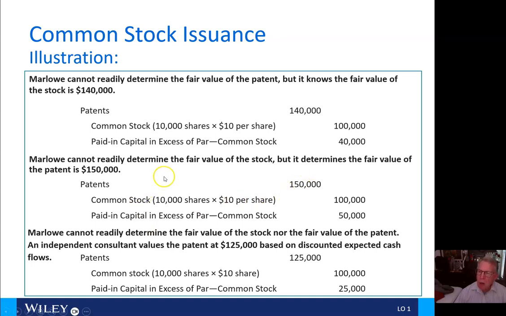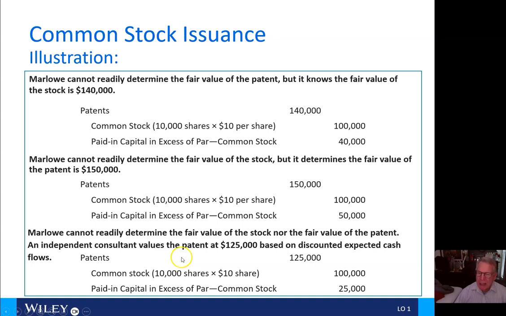Now, if Marlowe cannot readily determine the fair value of the stock, but it determines the fair value of the patent is $150,000, then we change the numbers slightly to value patents at $150,000, common stock at $100,000, as we did here, and the difference being paid in capital in excess of par common stock for $50,000.